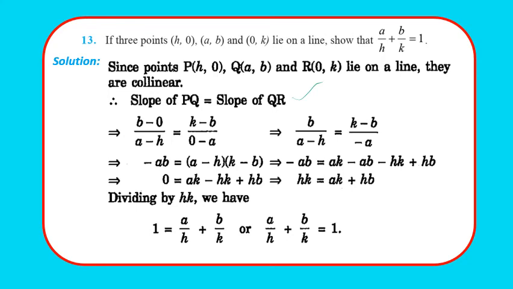So finding the slope of PQ and QR and putting them equal, we get b minus 0 upon a minus h equals k minus b upon 0 minus a, or b upon a minus h will be equal to k minus b upon -a. So cross multiplying and simplifying, we get hk is equal to ak plus hb. So dividing by hk, we get 1 equals a upon h plus b upon k, or conversely a upon h plus b upon k equals 1, which is the required proof. Clear? So pause and note down the solution.